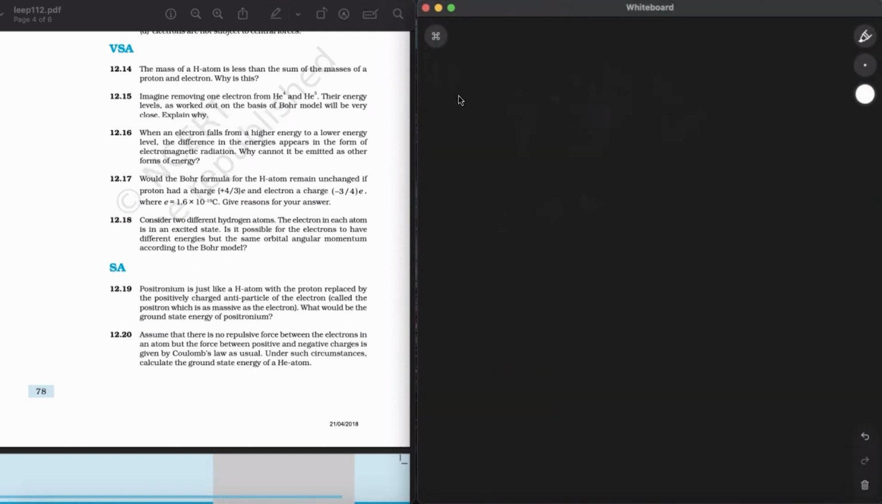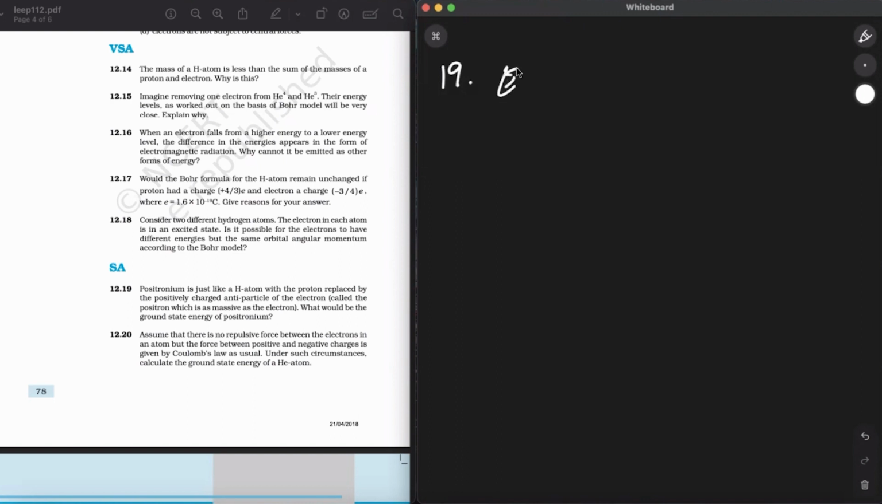Now question number 19, a short answer type question. Positronium is just like a hydrogen atom with the proton replaced by the positively charged antiparticle of the electron, called the positron, which is as massive as the electron. What would be the ground state energy of positronium?